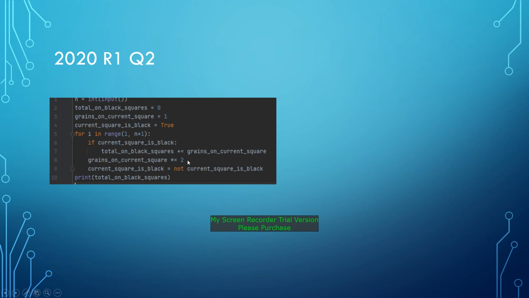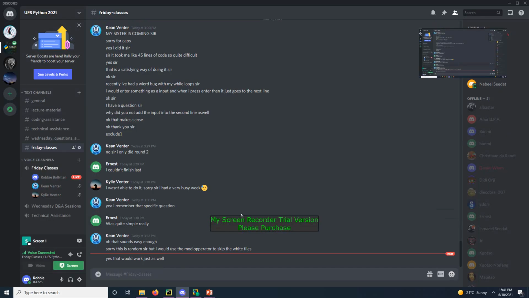But after every iteration, I multiply it by 2, so I double it. So grains on current square, multiply equals 2. So if we start by 1, then the next one will be 2. Next one will be 4, 8, and so on. Alright. That would work just as well. Yeah.